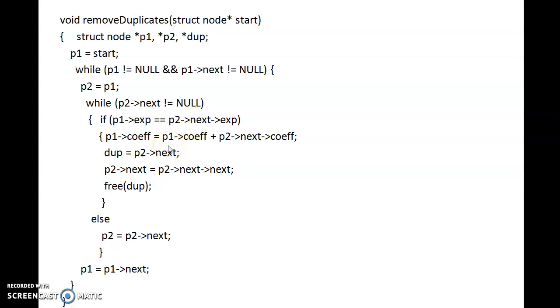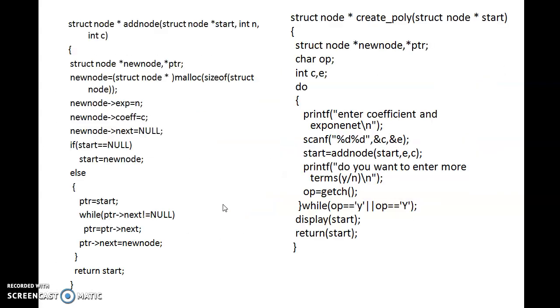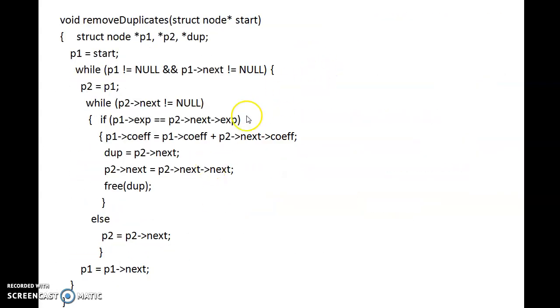That we have seen in the diagrammatical representation. See here, P1 is starting here and P2 is also starting here. P2 of next we are considering. P1 of exponent is equal to P2 of next of exponent. In such a case, I am adding P1 of coefficient and P2 of next of coefficient. This is 54x squared, and P2 of next is removed. This step is performed in this particular activity called removing the duplicates. And after completion of one term, I am going to the next term. Otherwise, if they are not equal, I am going to the next term. Like this, I am doing the removing of the duplicates.